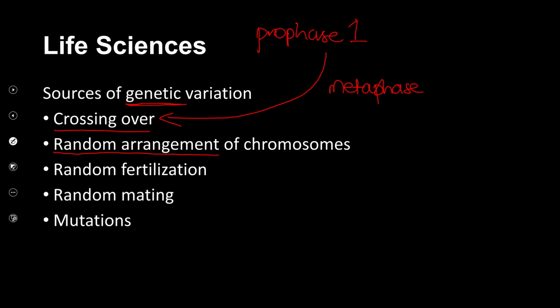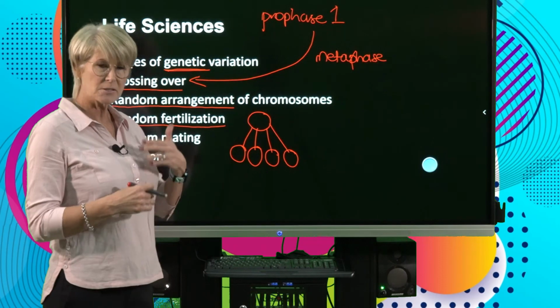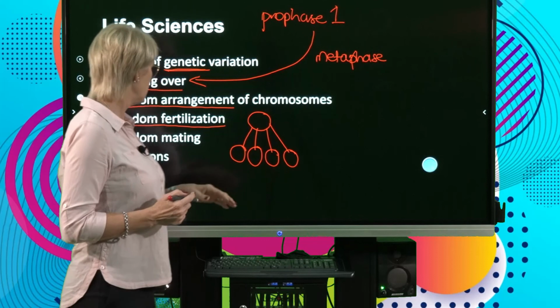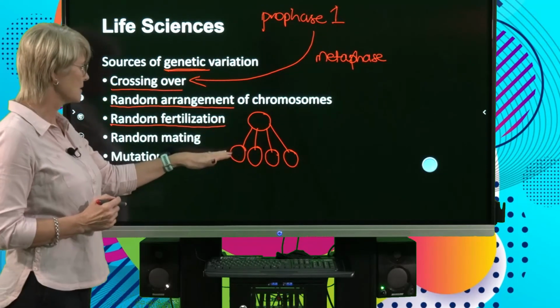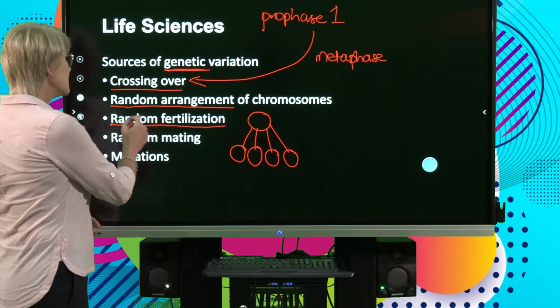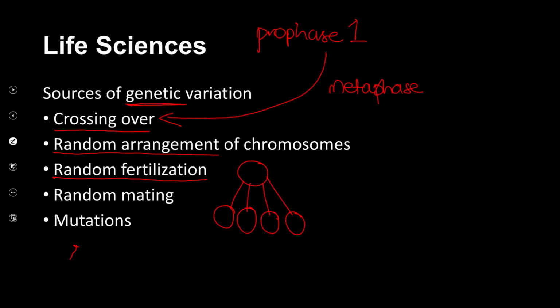The next source of genetic variation is random fertilization. When a cell undergoes meiosis, it forms 4 gametes, and any one of those 4 gametes can fertilize another gamete. If these are sperm cells, any one of those 4 has the chance of fertilizing the ovum. That is why we say we don't know which one. And remember, thousands and thousands of sperm cells are produced. That is why we say fertilization is random, and because of that randomness, it brings about genetic variation.